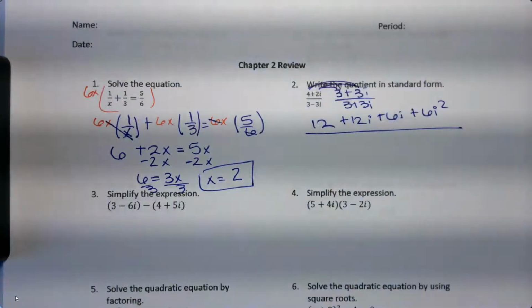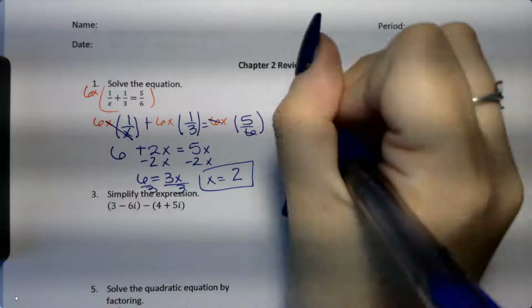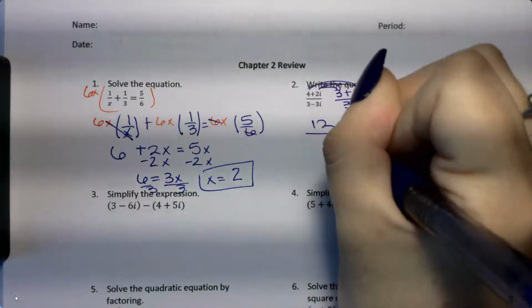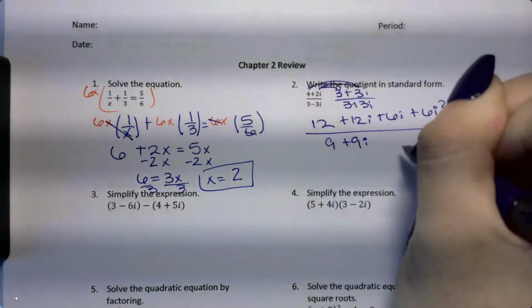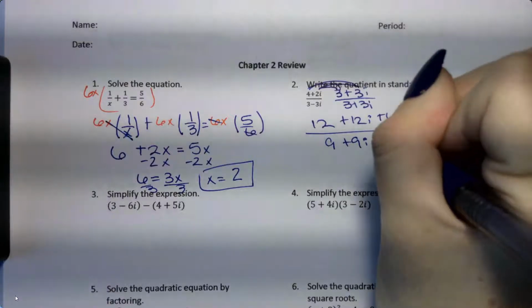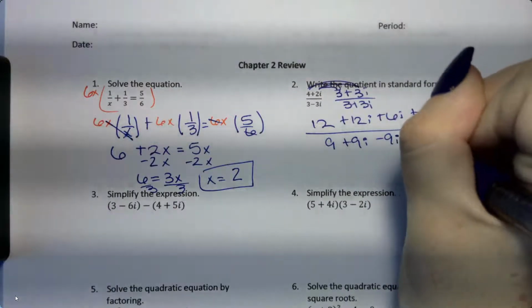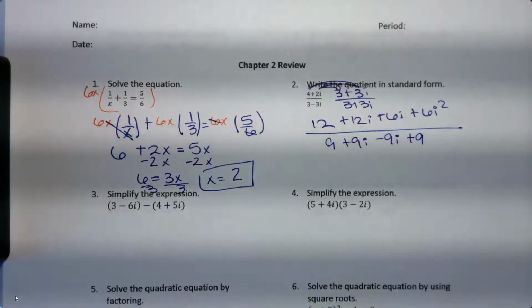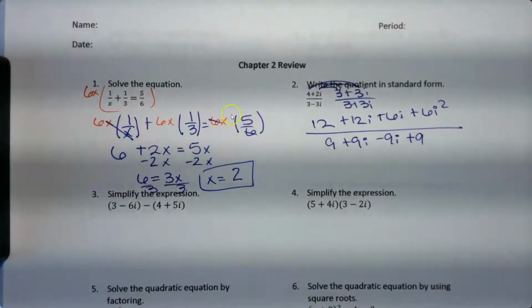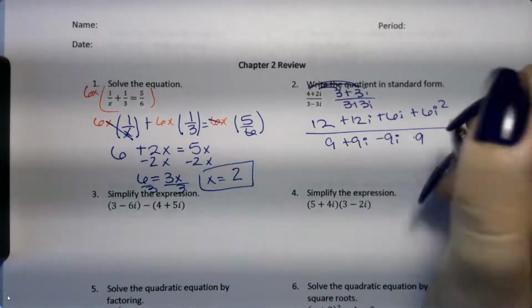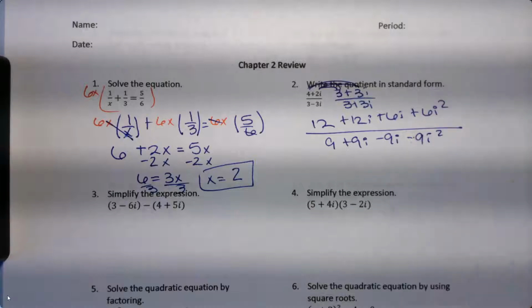On my denominator, I'm going to have 3 times 3, which is 9. 3 times 3i, which is 9i. Negative 3i times 3, which is negative 9i. And then negative 3i times positive 3i is negative 9i squared.